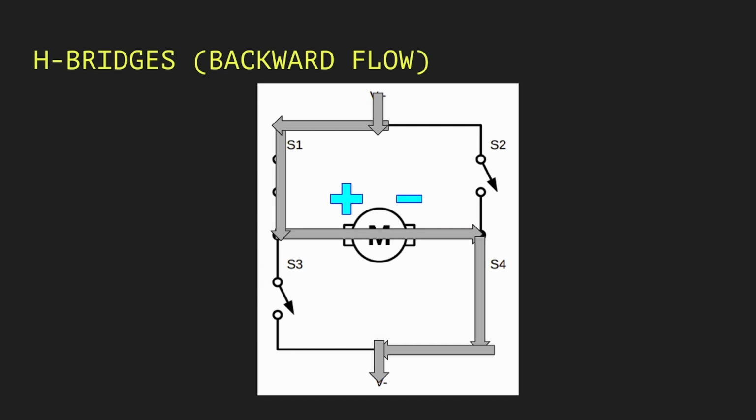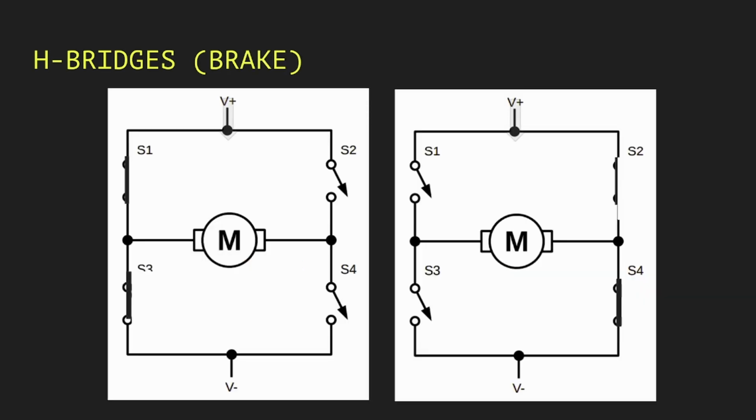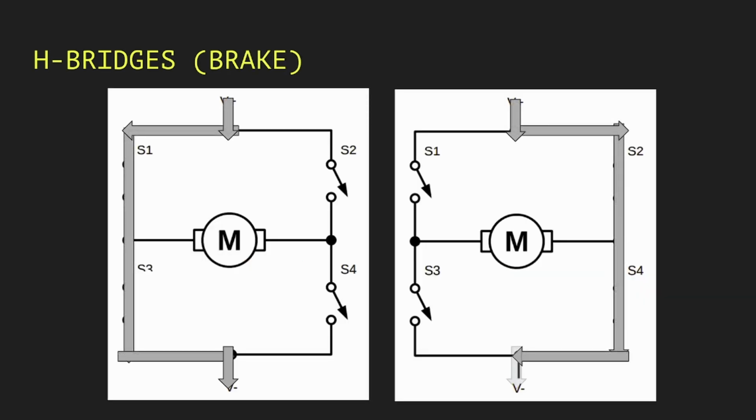That's quite cool, right? Now, how do we stop it? If everything is open, again, physics, it just stops. Makes sense. So what happens if we completely close off one side? In both of these scenarios, we've completely closed off the left and right side respectively, and in this case, it completely dodges the motor. It avoids it completely, and as a result, the motor does not do anything. This is called the brake stage.